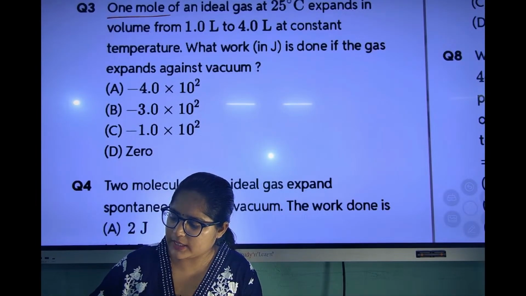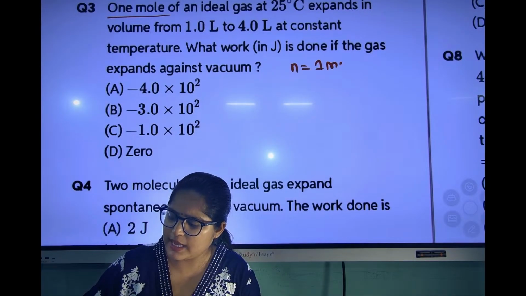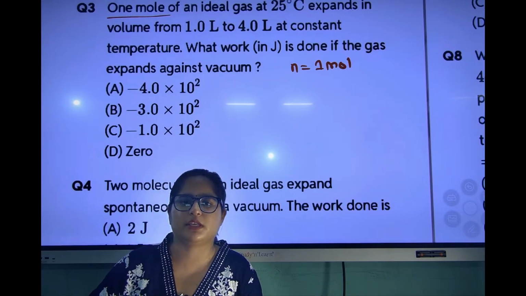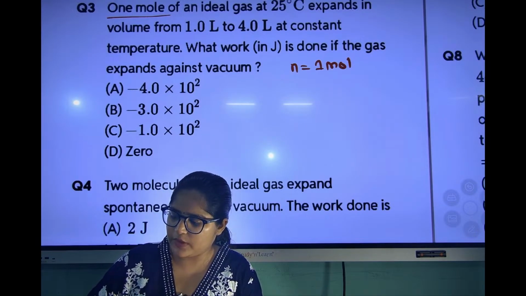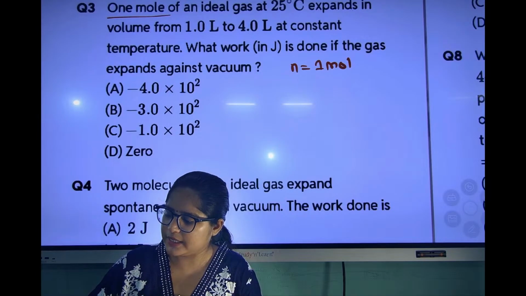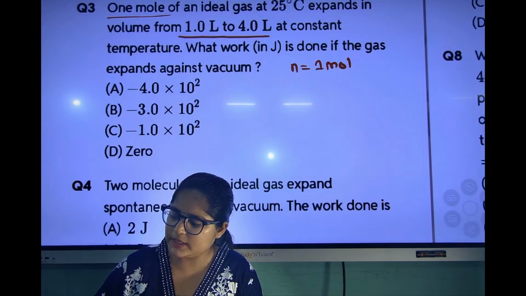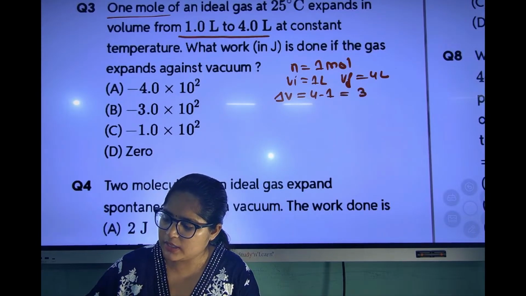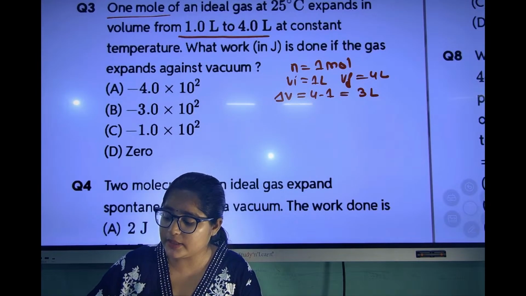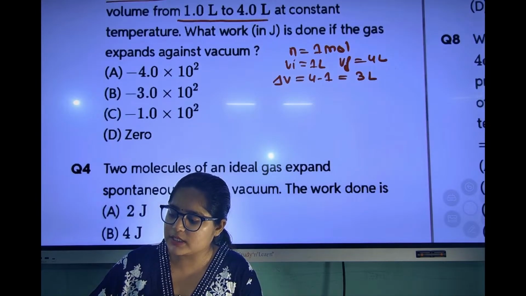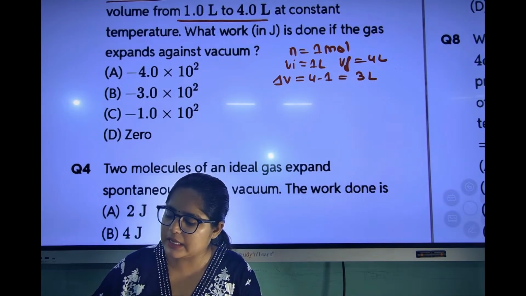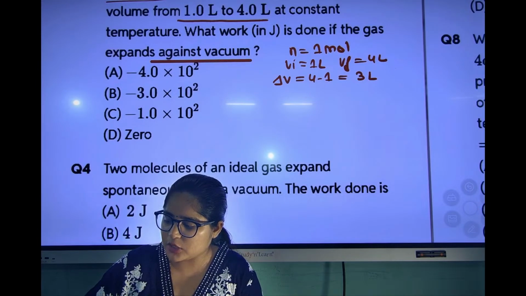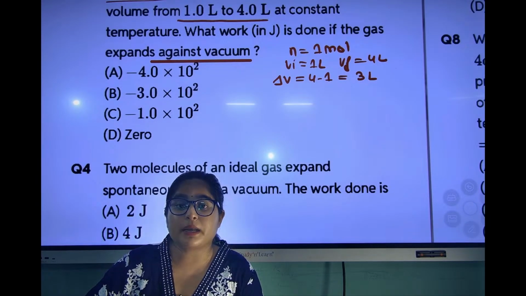Next, question number 3. 1 mole of an ideal gas. Mole is 1 mole. As soon as you start reading the question, start writing what is given. That is how we should proceed with the question. Of an ideal gas, temperature 25 degrees centigrade, expands in volume from 1 liter to 4 liter. So V initial 1 liter, V final 4 liter. So change in volume, 4 minus 1, 3 liter, at constant temperature. What work is done if the gas expands against vacuum? They are asking what work is done if the gas is expanding against vacuum.